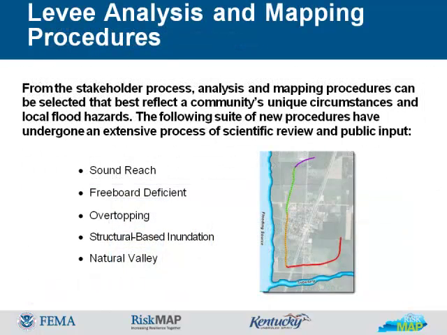From the stakeholder process, analysis and mapping procedures can be selected that best reflect a community's unique circumstances and local flood hazards. The following suite of new procedures have undergone an extensive process of scientific review and public input: sound reach, freeboard deficient, overtopping, structural-based inundation, and natural valley.